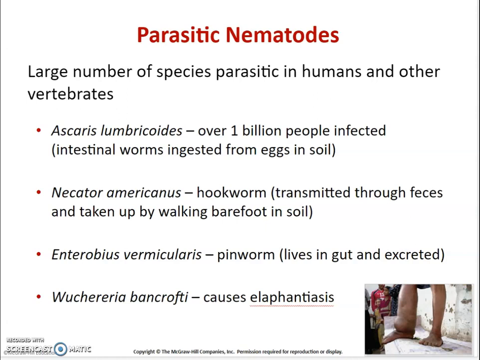And that's Enterobius vermicularis. And then Wuchereria bancrofti causes elephantiasis, and we see this a lot more in third world countries than we do in first world countries like the United States.